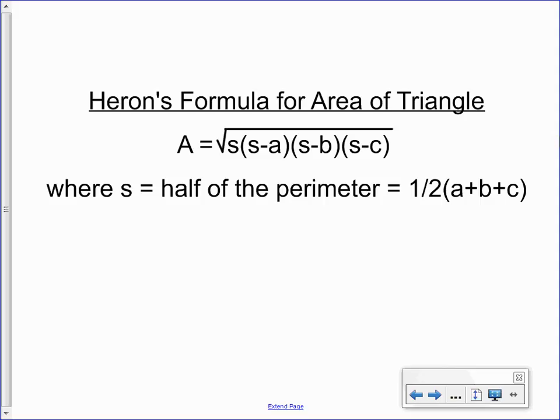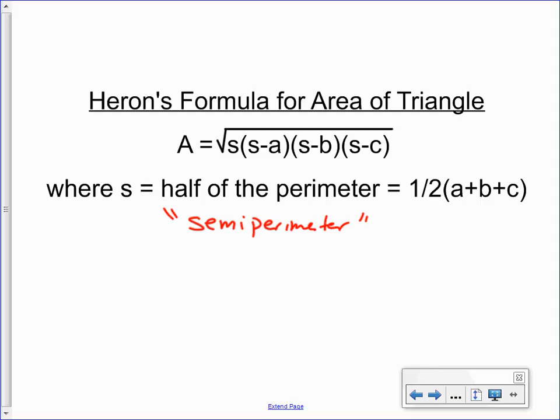And so to do that, Heron's formula. If you have just all three sides of the triangle, Heron's formula will get you that area. The first thing you need to find, though, is half of the perimeter, called S because it's the semi-perimeter. So to find it, just add up all the sides and take half. Then the formula is the square root of the semi-perimeter times the difference from the semi-perimeter of each side.